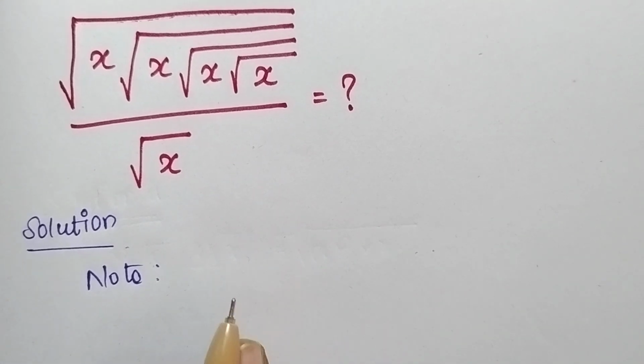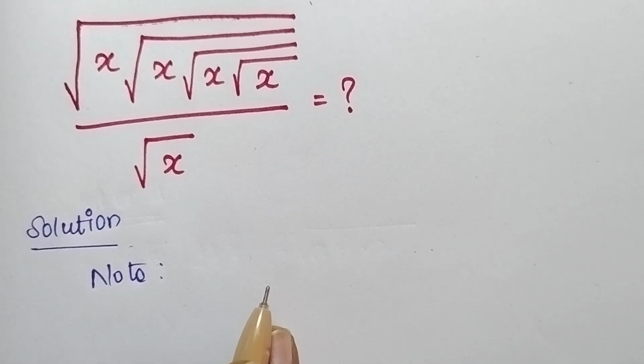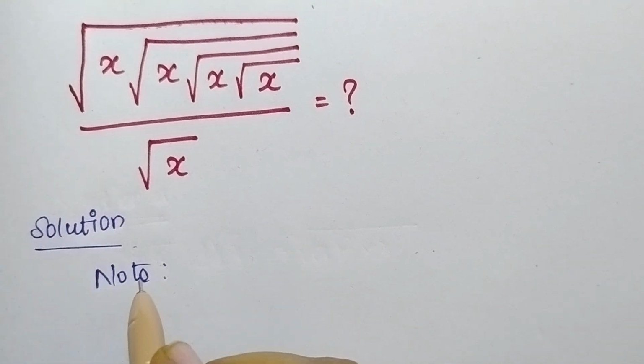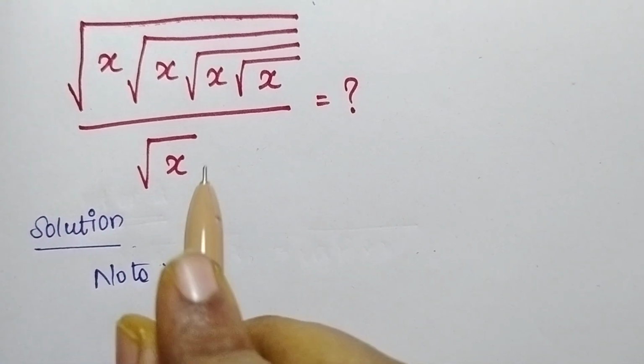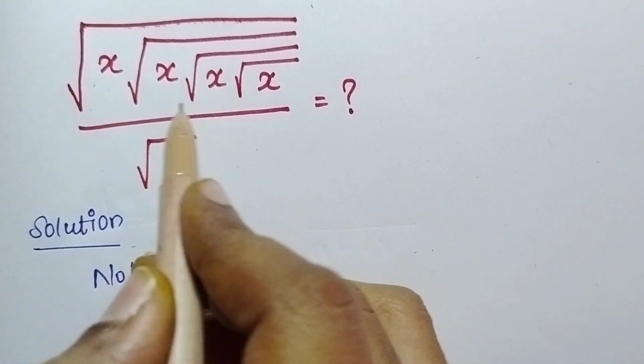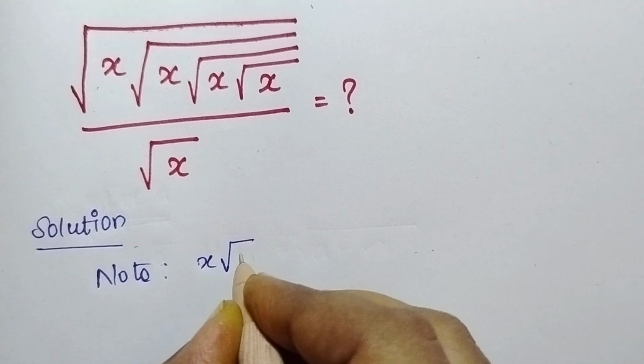In today's class, we are going to solve this tricky square root problem and also learn how to handle these types of problems. Let's start with the solution. We need to make an important note to solve this problem: x root x is common in each and every term. So we need to know the equivalent for x root x.